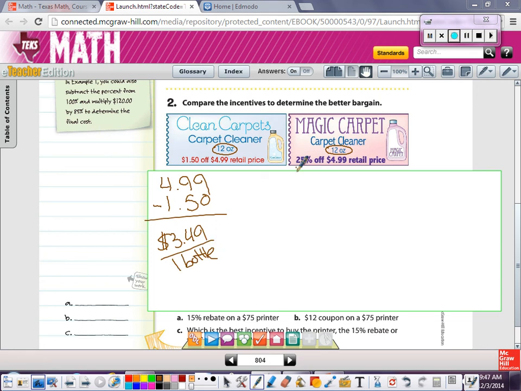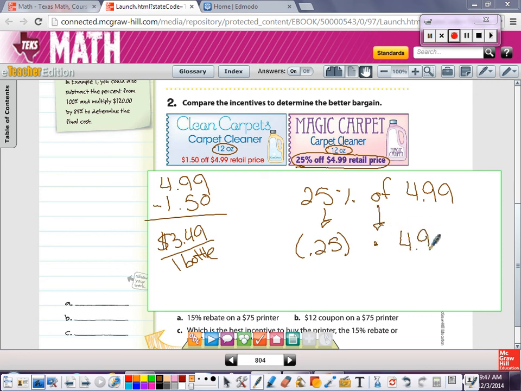Now here, we get 25% off the $4.99 retail price. So we need to know what is 25% of $4.99. Remember, percents always turn to decimals, 0.25. The word of means to multiply, and then times our amount, $4.99. I went ahead and did the math already quickly for this, and $4.99 times 0.25 equals about $1.25. It does go on a little longer, but I round it to the nearest hundredths place, as you do with money, because money goes to the hundredths place. So we're going to be saving $1.25.